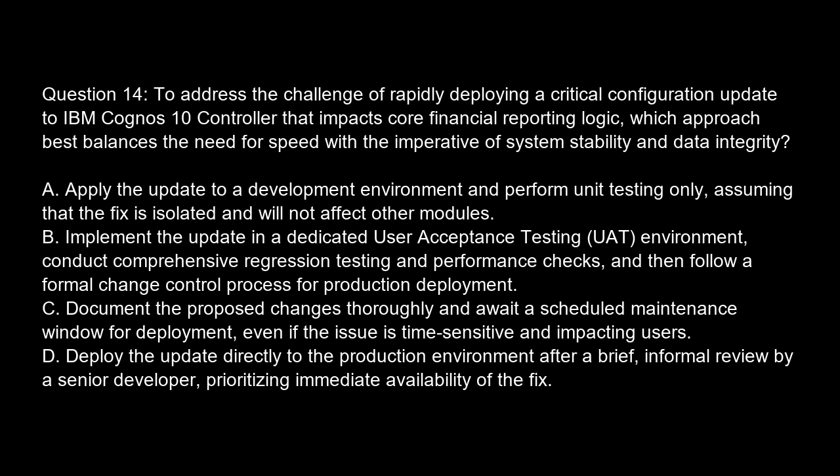Option B. Implement the update in a dedicated user acceptance testing (UAT) environment, conduct comprehensive regression testing and performance checks, and then follow a formal change control process for production deployment. Option C. Document the proposed changes thoroughly and await a scheduled maintenance window for deployment, even if the issue is time-sensitive and impacting users. Option D. Deploy the update directly to the production environment after a brief, informal review by a senior developer, prioritizing immediate availability of the fix.